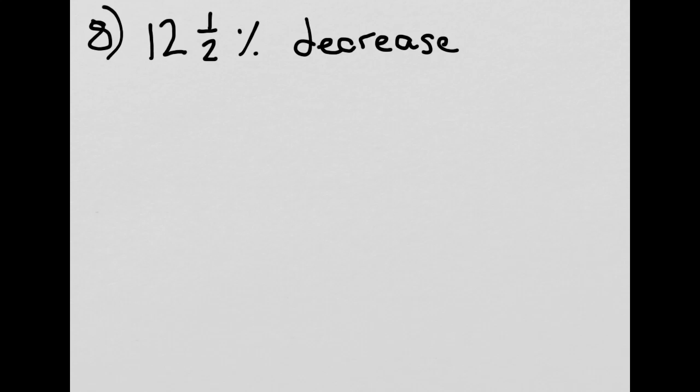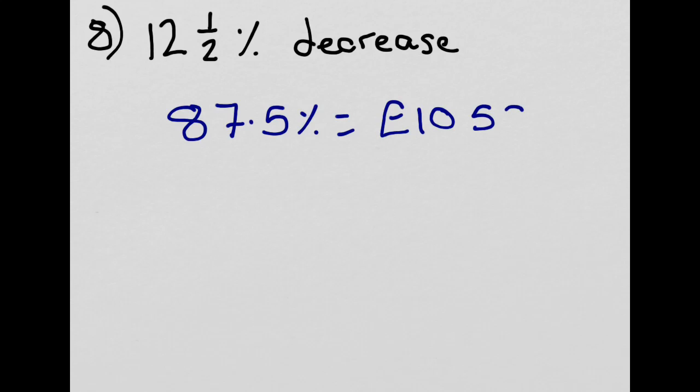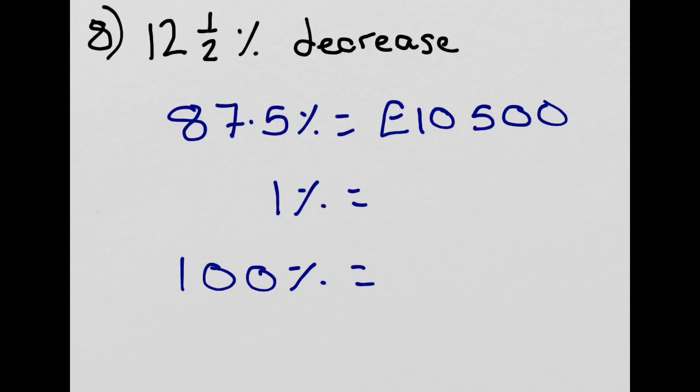In question 8, Paul bought a new car last year. It's fallen by 12.5% since then. It's now valued at £10,500. How much did they pay for the car? So if it's a 12.5% decrease, we take that away from 100. So that means that 87.5% of the original value is £10,500. We then need to find out what 1% is by dividing by 87.5, then times by 100 gives you the original value of the car.